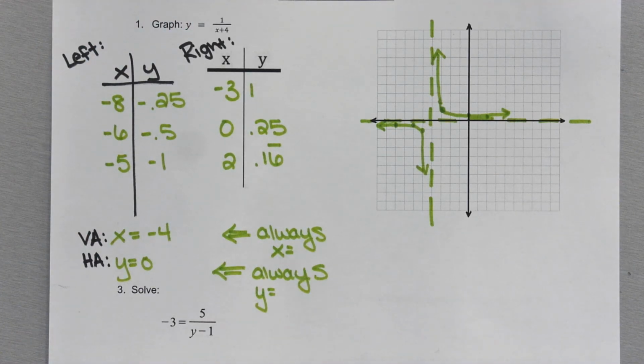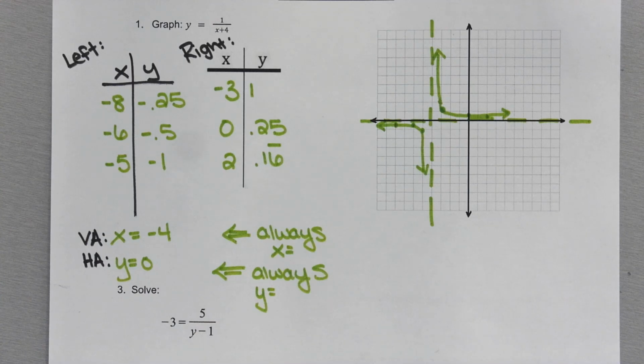So if you look at the graph and you see my graph doesn't touch or cross -4, you can tell there's an asymptote there. You can see it doesn't touch or cross 0, there's an asymptote there. Another way to look at it is -4 would make my denominator 0. Can we have that? No. So that's why -4 is our value for our vertical asymptote.